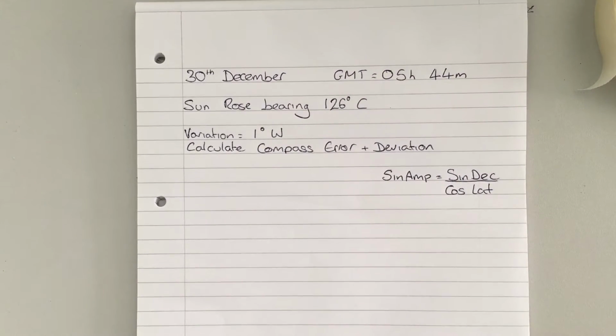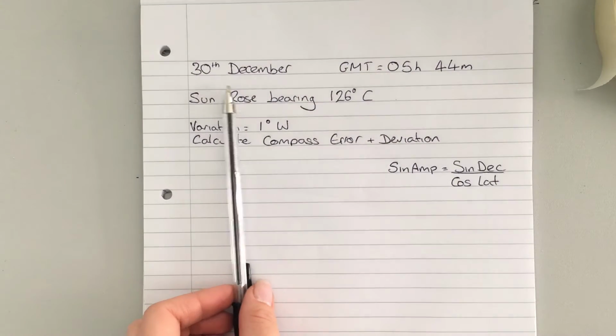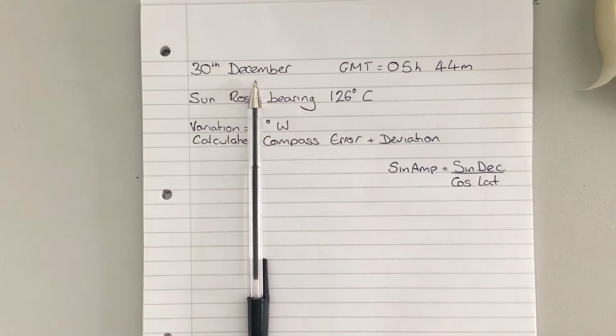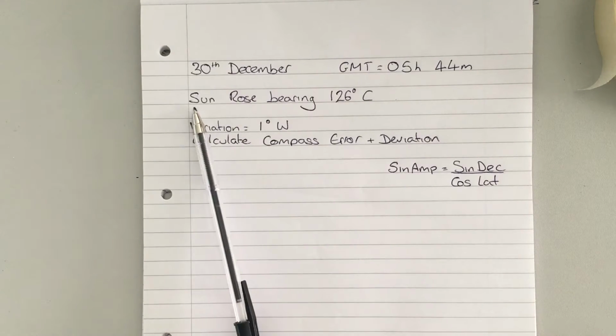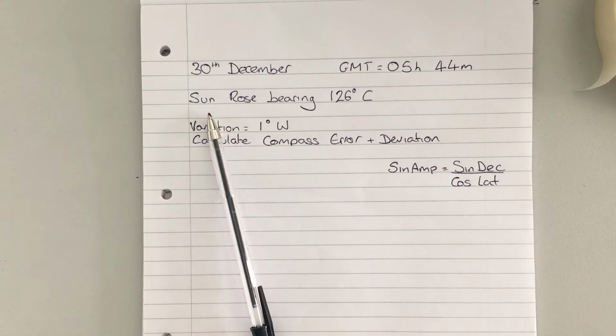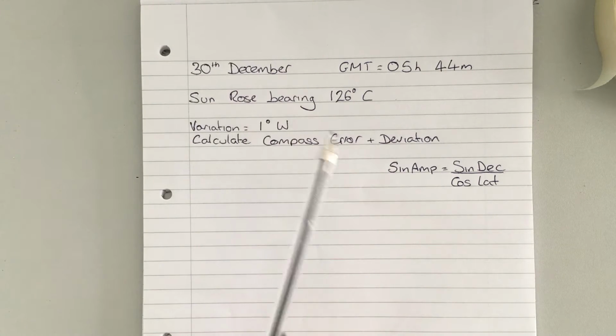This is a video tutorial for calculating compass error and deviation through the Amplitude method. The date is the 30th of December and I'm using the almanac for the year 2000. GMT time 0544. The detail in the question told me that the sun rose bearing 126 degrees compass. So the clue is in that sunrise. If a question mentions sunrise or sunset, then you know it's an amplitude rather than an azimuth.